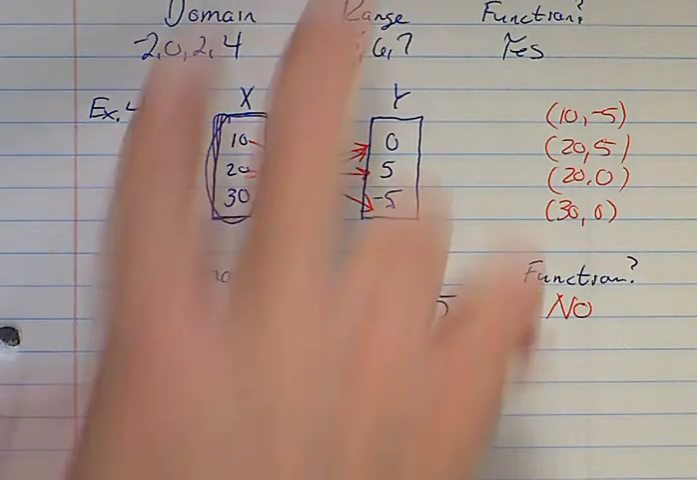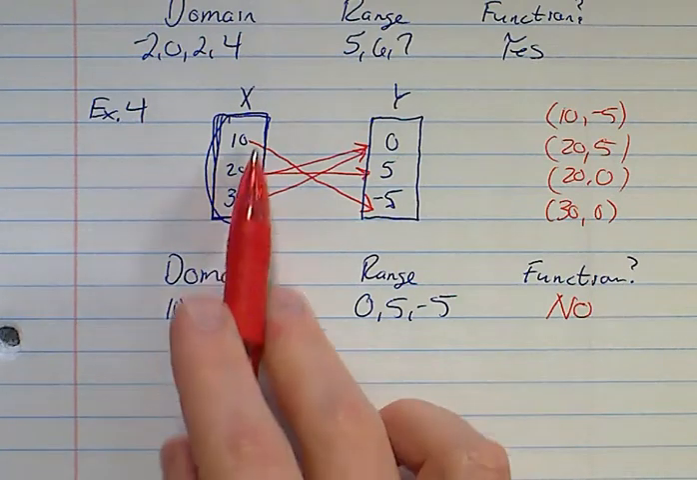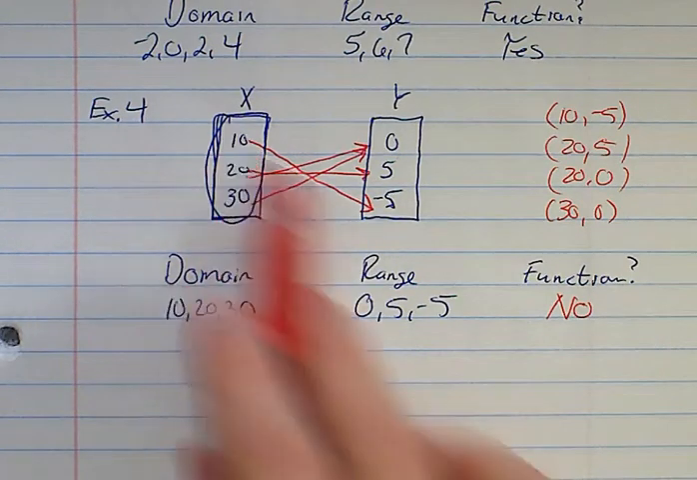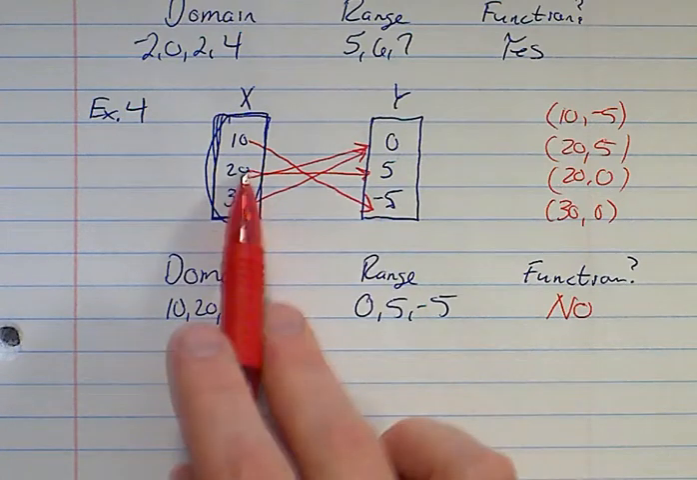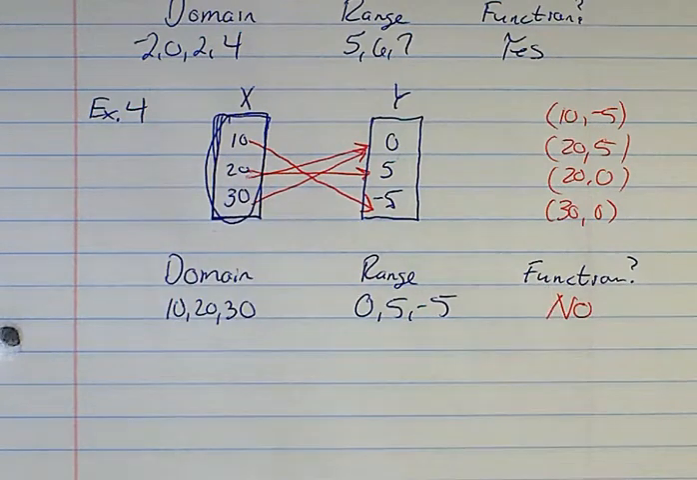And if they give it to you in mapping, that's the one thing you're always looking for. If there's only one arrow coming from the X value, it's okay. As soon as you have two arrows coming from the X value, that makes it not be a function.